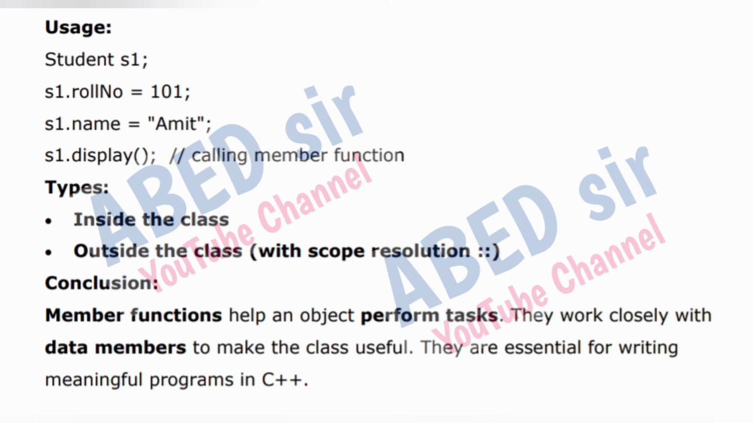Usage: Student S1; S1.rollNo = 101; S1.name = "Amit"; S1.display(); calling the member function. Types: inside the class, outside the class with scope resolution. Conclusion: member functions help an object perform tasks. They work closely with data members to make the class useful. They are essential for writing meaningful programs in C++.